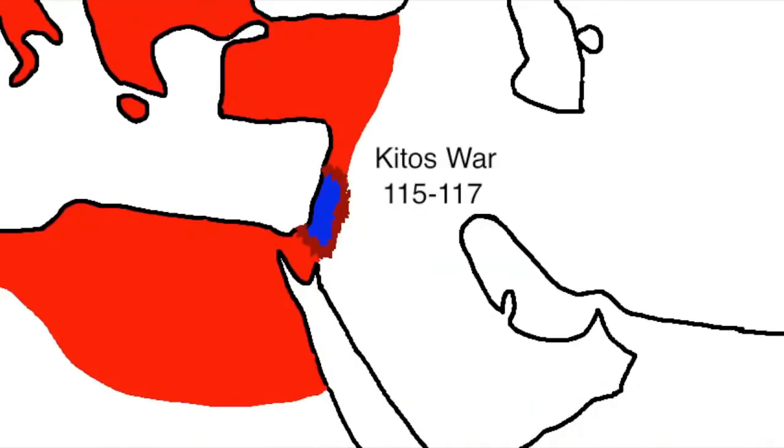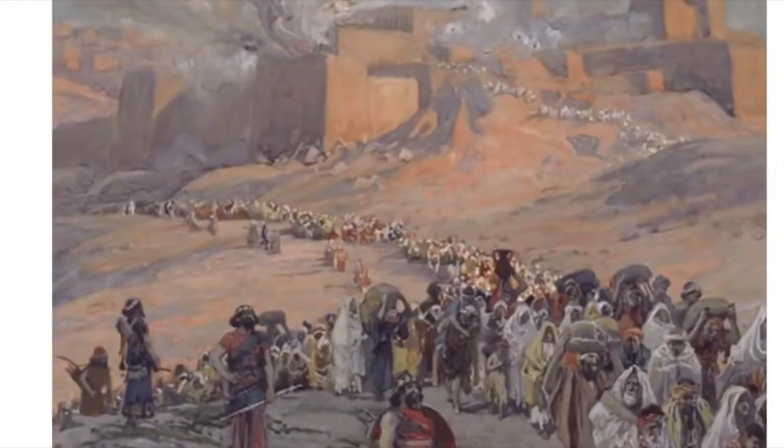The second time they revolted was the Kitos War from 115 to 117, but it was fought mostly in the Jewish diaspora across the Roman Empire, particularly in Libya. It was only after the Bar Kokhba revolt from 132 to 136 that the last of the Jews in Israel were either killed, exiled, or sold into slavery.